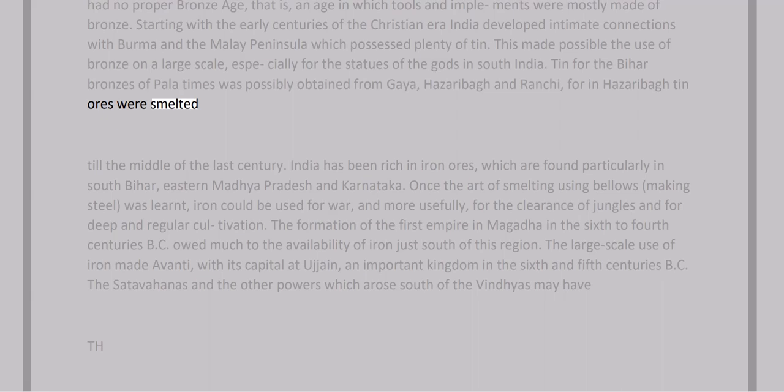Till the middle of the last century, India has been rich in iron ores, which are found particularly in South Bihar, eastern Madhya Pradesh, and Karnataka. Once the art of smelting using bellows and making steel was learnt, iron could be used for war, and more usefully, for the clearance of jungles and for deep and regular cultivation.